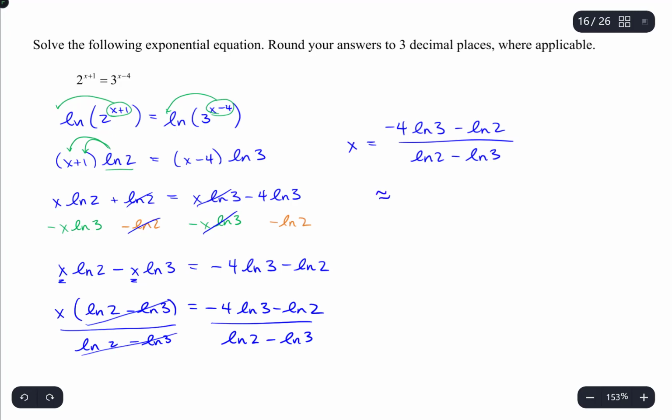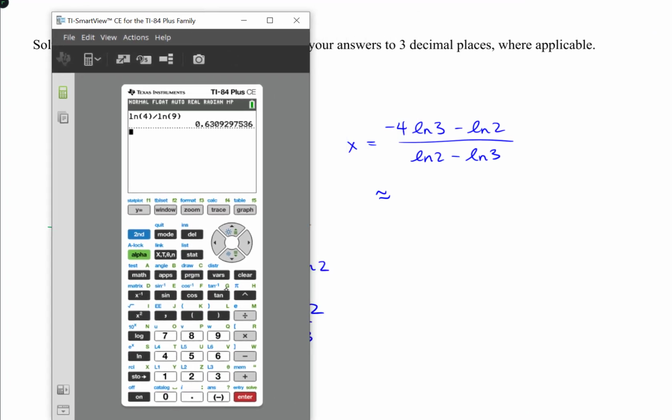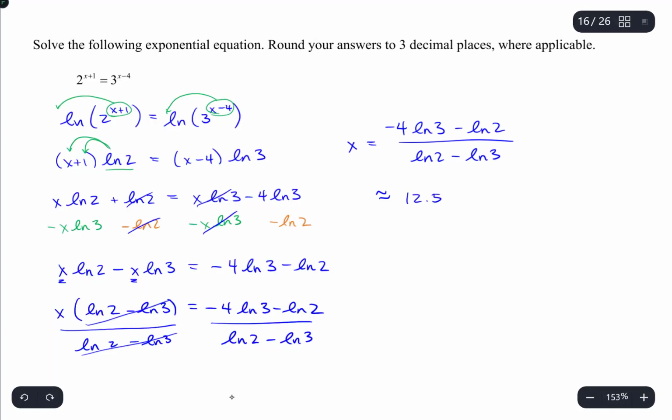And if I put that into the calculator, I can now get an approximate answer. I just need to be careful as I type that in because it's kind of a long expression. But it's negative 4 natural log of 3 minus the natural log of 2. And I put parentheses around the numerator, then divided by, and then another set of parentheses for the denominator, natural log 2 minus the natural log of 3, and I get 12.548. And that's the answer as I round to 3 decimals.